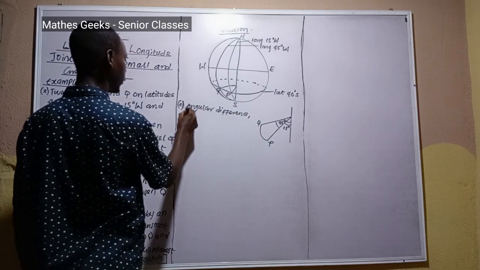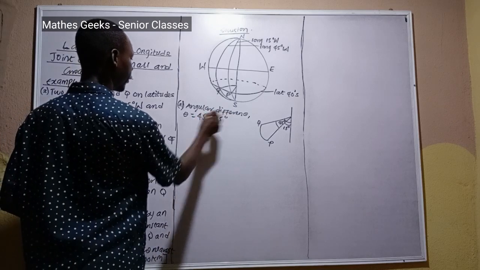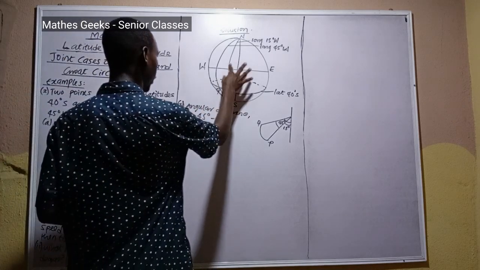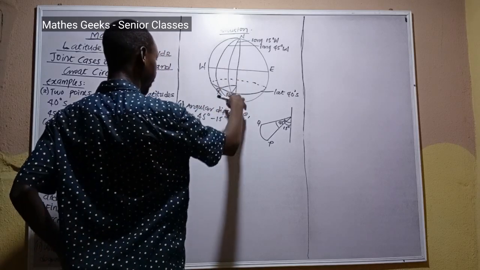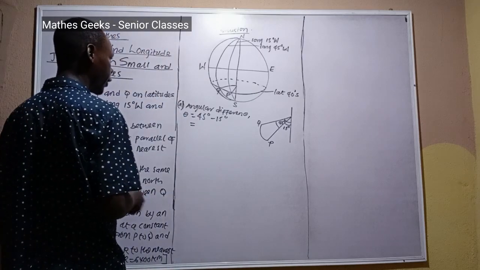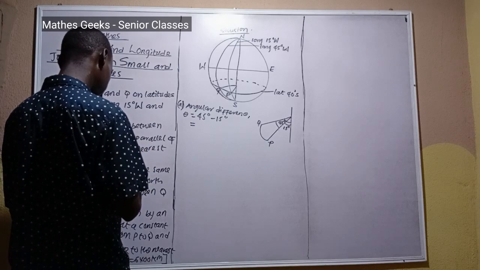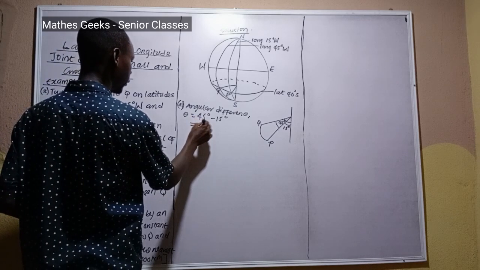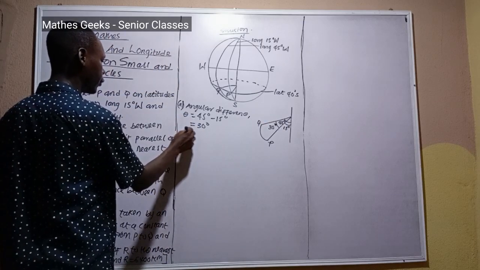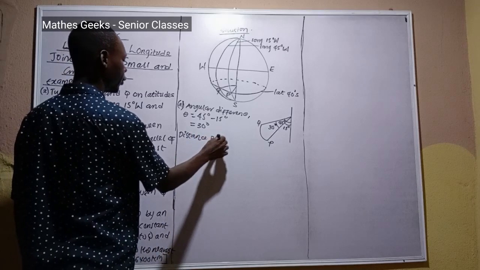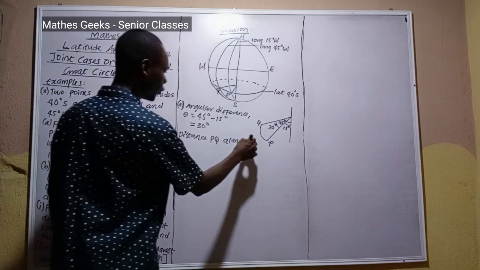The angular difference, which is theta, is equal to 45 degrees west minus 15 degrees west. We're subtracting because both P and Q are on the same side of the globe, in the western hemisphere. So 45 degrees minus 15 is 30 degrees. So the distance PQ along the parallel of latitude.